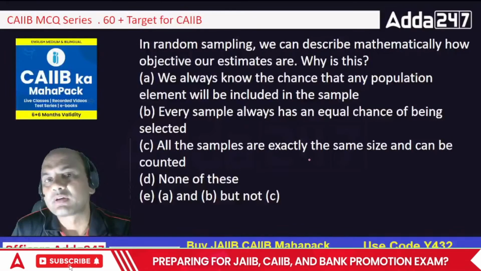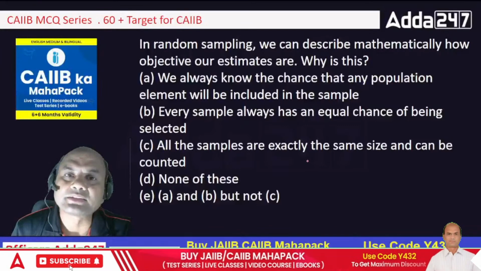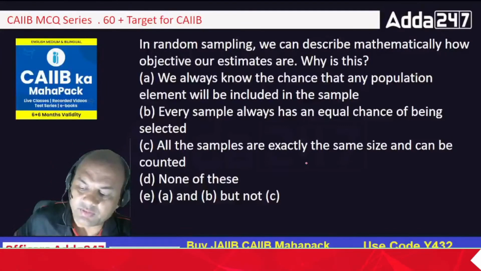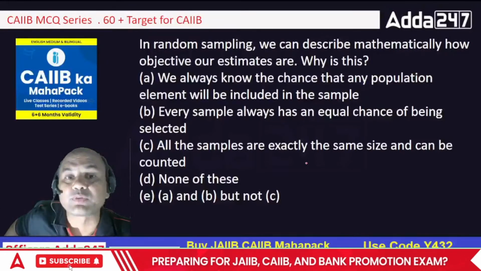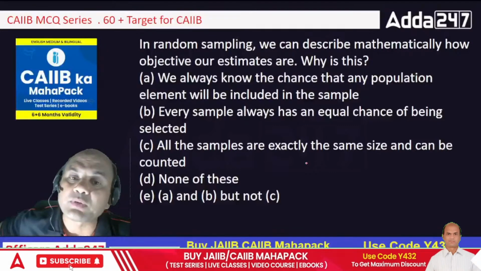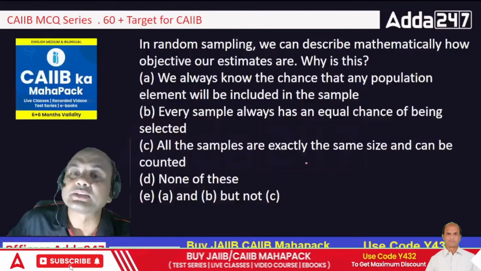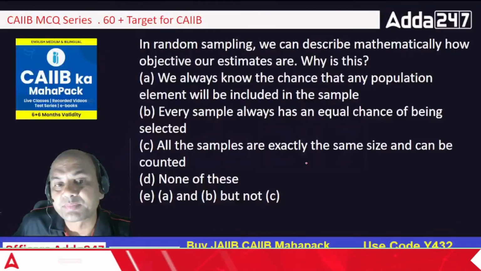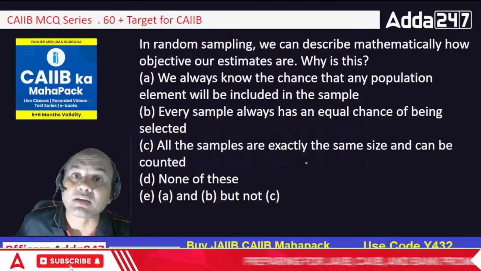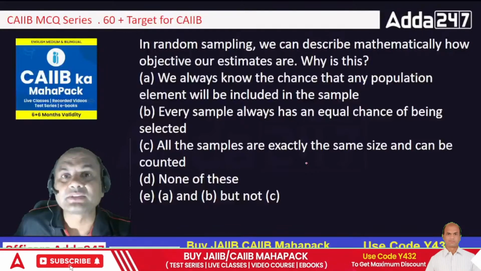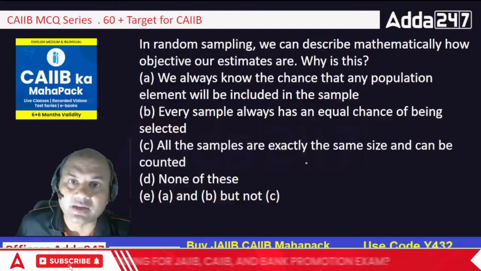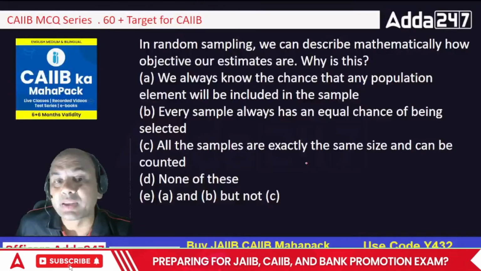So what is happening here? When I'm closing my eyes, there is no bias, no prejudice in between. I can select anyone. So look at this first point: we always know that any population element has a chance of being included in the sample. That is the main part. Every sample has an equal chance of being selected. Again the same logic: I can choose anyone, I do not know whom, I have closed my eyes. So B can also be the answer.